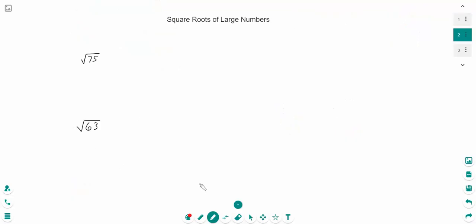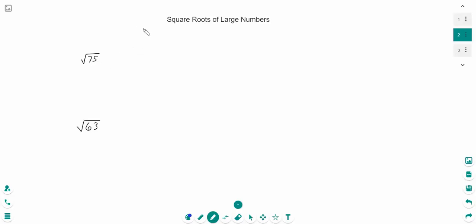Now, let's move on, and we're going to talk about square roots of large numbers. Okay? And to begin with this, let's just talk about this one here. So we have the square root of 75, which, yeah, we just did one with a square root of 75, but that's all right. So we have the square root of 75, and let's say I'm trying to simplify it.